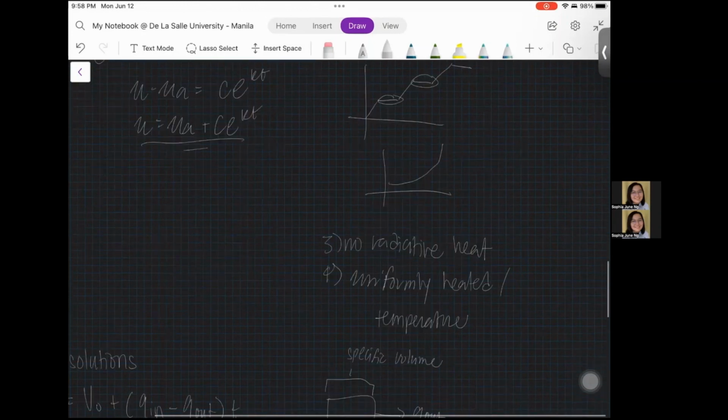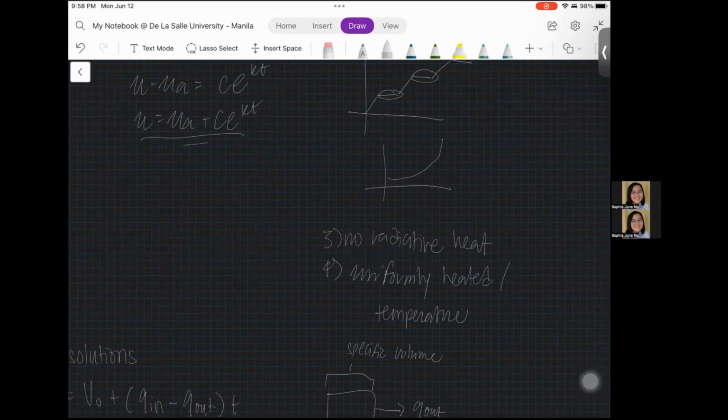Number 3 is no radiative heat, which basically means that your object cannot influence the room's temperature, which makes sense given that your ambient temperature is supposed to be a constant in your solution. And finally, the last one is that your object is uniformly heated, or the whole thing has a uniform temperature.